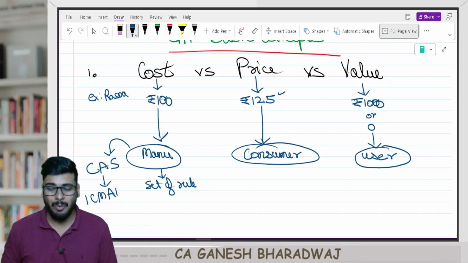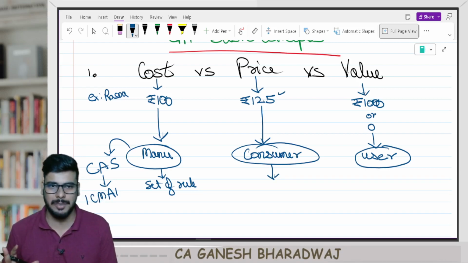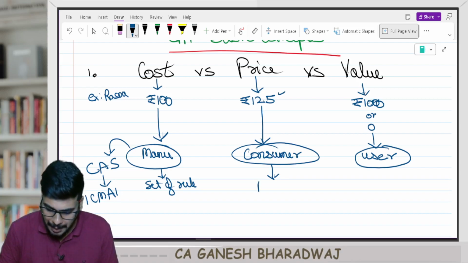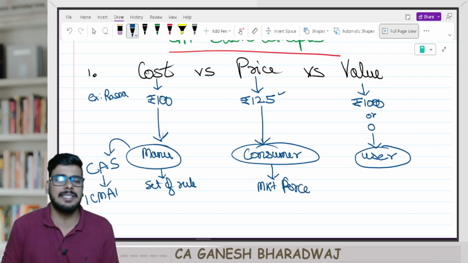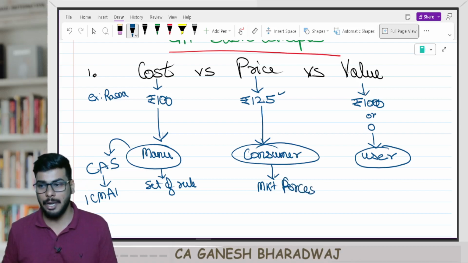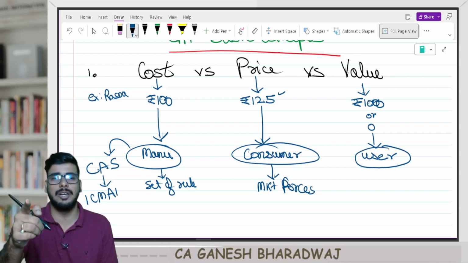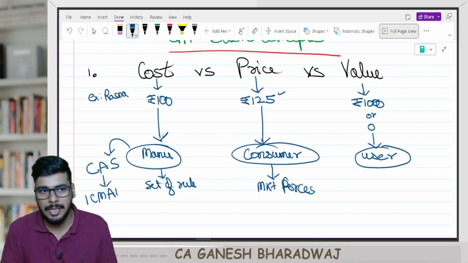Yes? Now, whereas price is not followed by a set of rules. Price is determined by market forces. For example, you have Big Billion Day offers on Flipkart. The same product that is sold for 100, you can see it being sold for 75 rupees. Yes or no? Guys, yes or no?